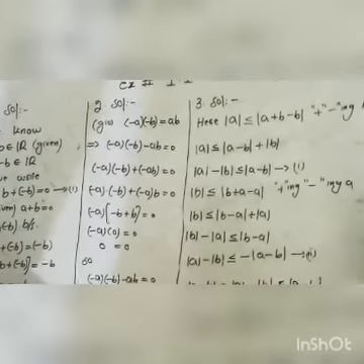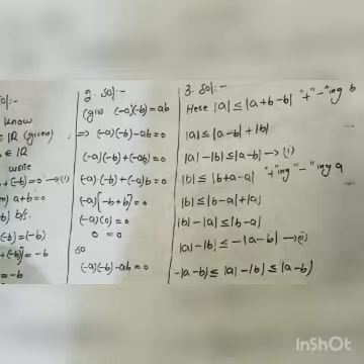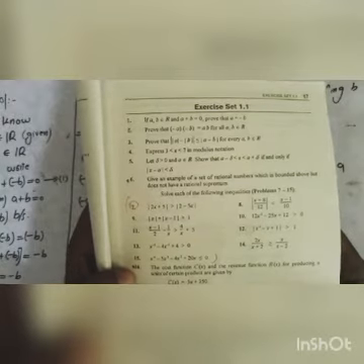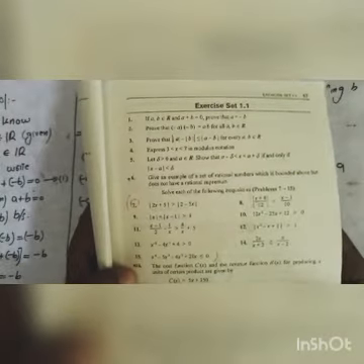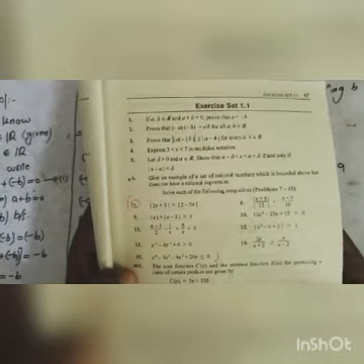And now we are going to discuss the third question. The statement of the third question is: prove that ||A| - |B|| is less than or equal to |A - B| for every A, B belonging to R. Here it says that A, B are any real numbers belonging to the set of real numbers. Now we are going to the solution of the third question.